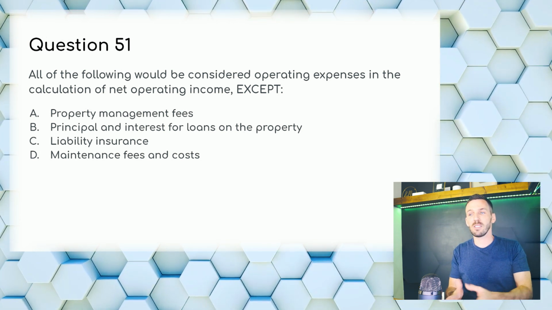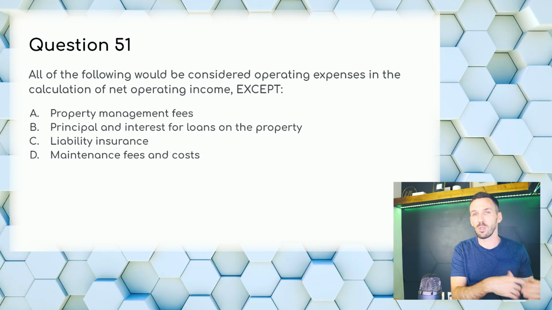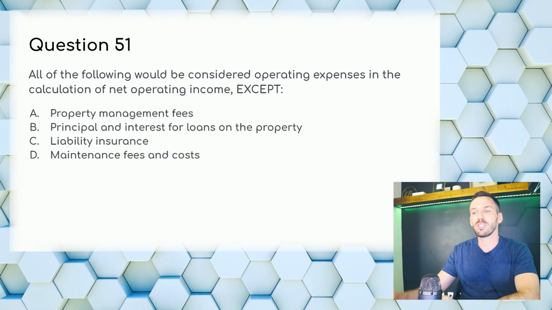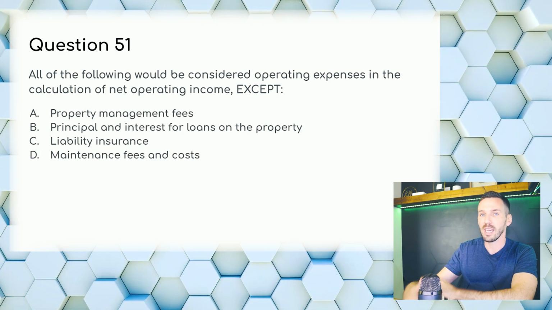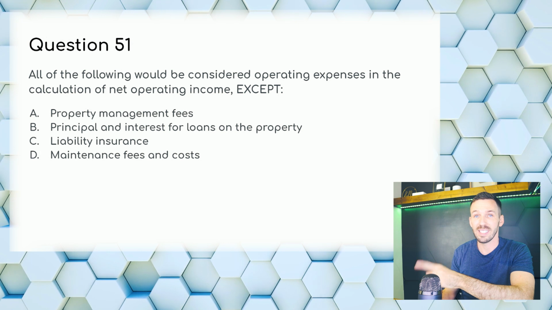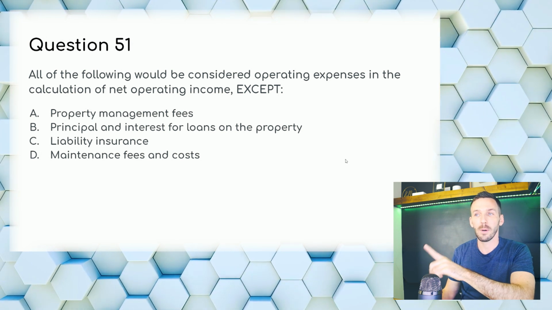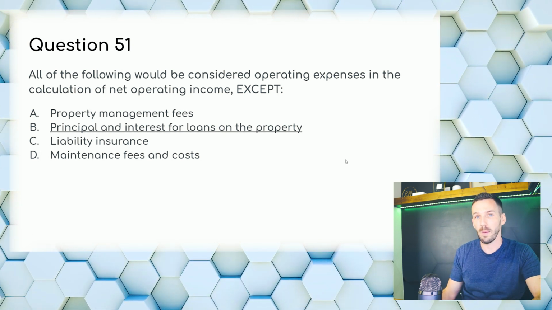So operating expenses are expenses to manage the property, to operate the property. Principal and interest for loans is subtracted out of the net operating income and helps you get your cash flow. So it's not here. The answer is B. Principal and interest for loans on the property.